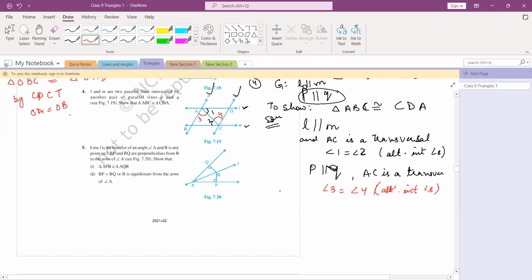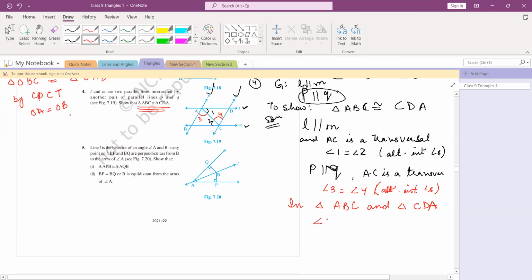Now, in the two triangles, we have two angles equal. Okay, let's start to prove that they are congruent. Now look at the triangles. Which triangles do we have to show? In triangle ABC and triangle CDA. Use the same as given in the question. So we will see these two triangles.